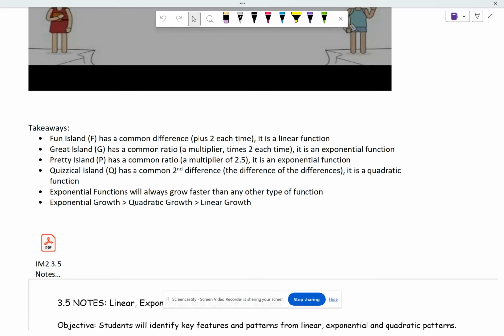Would you please write down some version of one of the two last bullet points? You need to know this. It might be on a test. So one of these last two or both of these last two if you want, but something that tells you that exponential function growth is larger than all the rest.